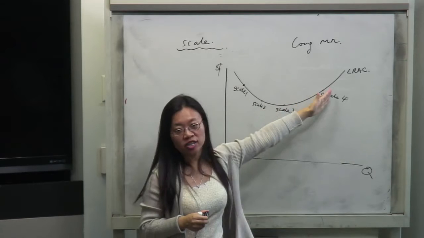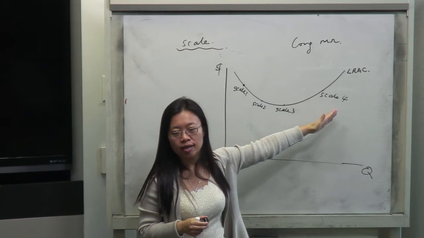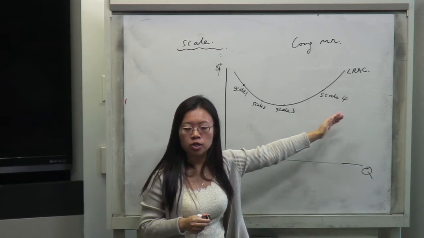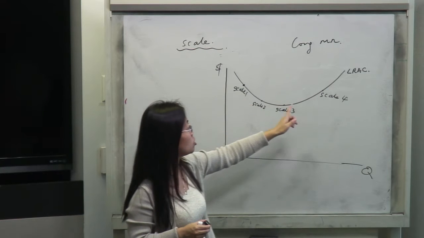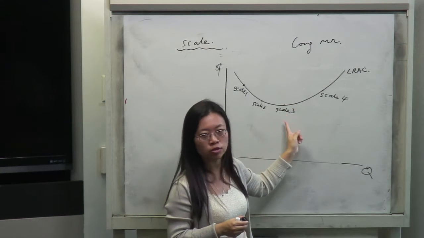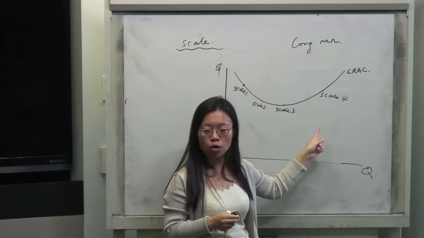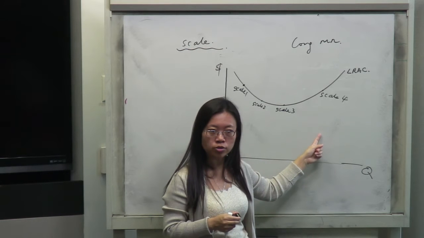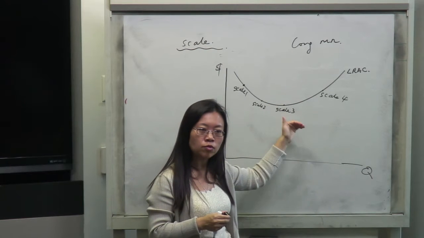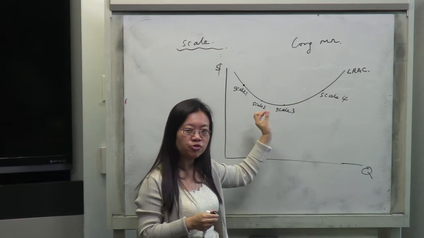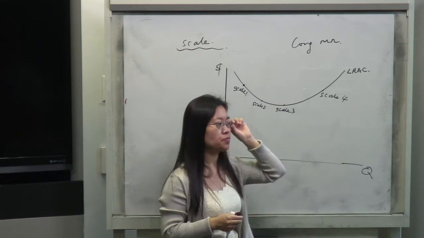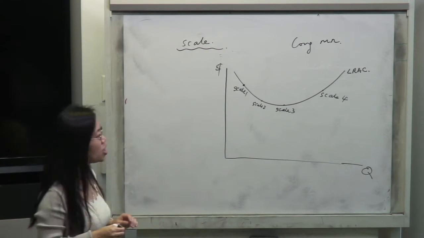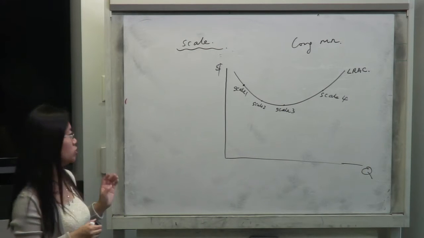As you move toward this direction, what happened to the scale? Gets bigger. So scale 2 is bigger than scale 1, scale 3 is bigger than scale 2, and scale 4 is bigger than scale 3. So that's how we define the long-run average cost curve. It's a curve that represents different scales. But we're not finished yet. The long-run average cost curve's purpose is not finished yet.